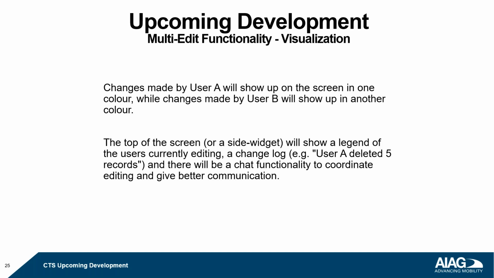So any changes made by user A will show up on the screen in one color. Changes made by user B will show up in another color. So basically highlighting, like other places you've seen this. But also we'll have at the top of the screen or a side widget show a legend of the users currently editing and a change log.